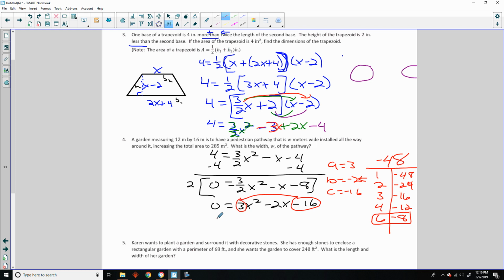So my 0 is going to equal x plus 6, x minus 8. Don't forget to divide by 3. And 0 is going to equal x plus 2 times 3x minus 8. So what makes this 0? So x has to equal negative 2, or x equals 8/3. We're talking about length, so this is my extraneous solution, and my answer is 8/3.